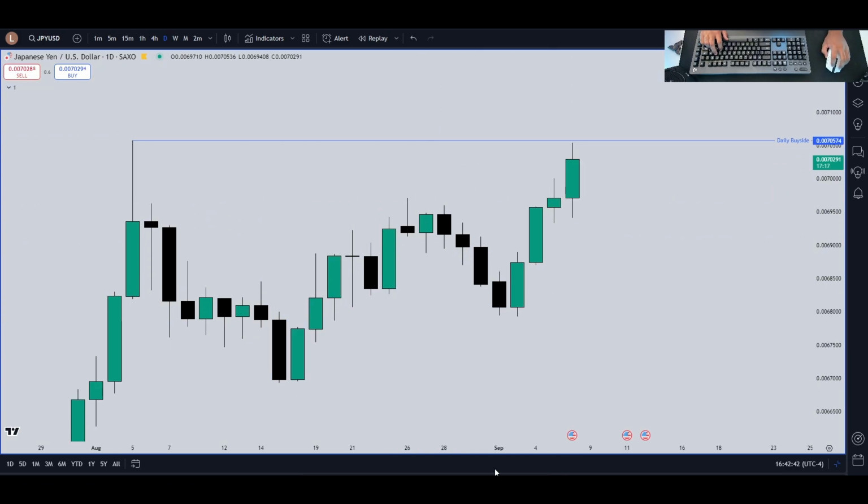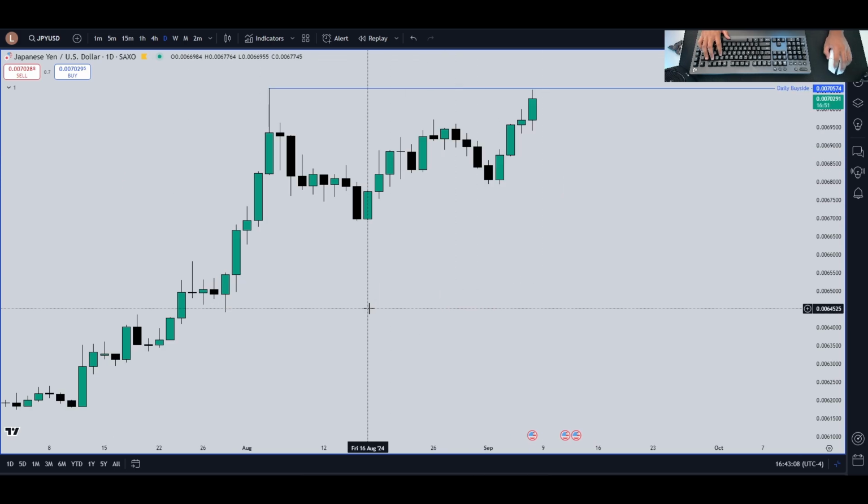And not only that, we see how right here you have a little bit of equal highs. Retail is going to have their buy stops above here, trying to sell, sell, sell. And then after that, market makers practically kill the buy stops all above this right here. And that's everything that I have for the daily chart.